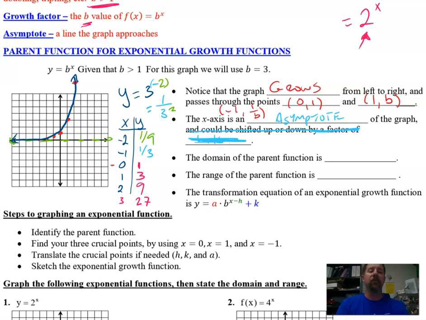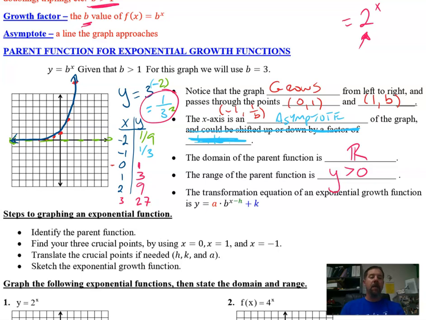The domain of the parent function is all real numbers, because we can plug whatever we want in for x. And the range of the parent function is y greater than 0. This will approach 0 as we go to the left, but it'll never actually get to 0. It won't equal 0 because in order to have a 0, you have to have a 0 on top of your fraction, and we are always going to have a 1 on top with a negative exponent.